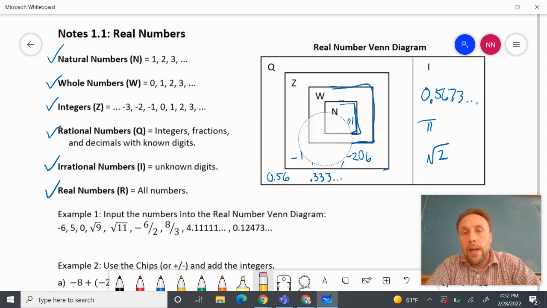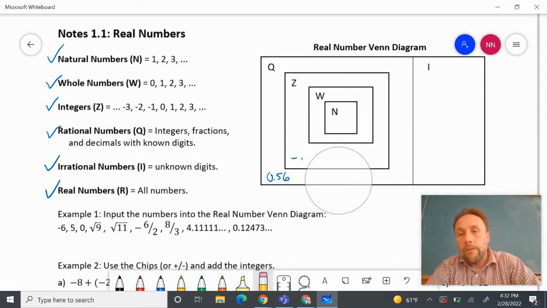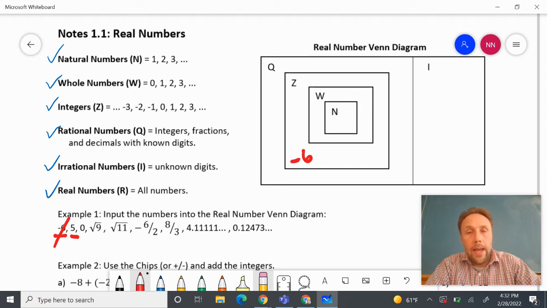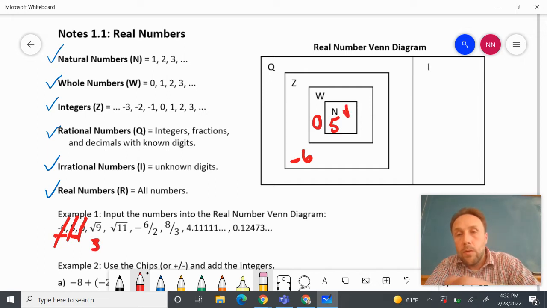So for example 1, we're going to fill in the Venn diagram with our different values. The first one, we have -6. That would be an integer. So I'm going to put -6 in with Z. 5 would be a natural number. 0 would be a whole number. The square root of 9 is kind of a tricky one, because the square root of 9 is 3. So that would actually be a natural number. Even though it's a square root, we're putting it in the natural numbers.